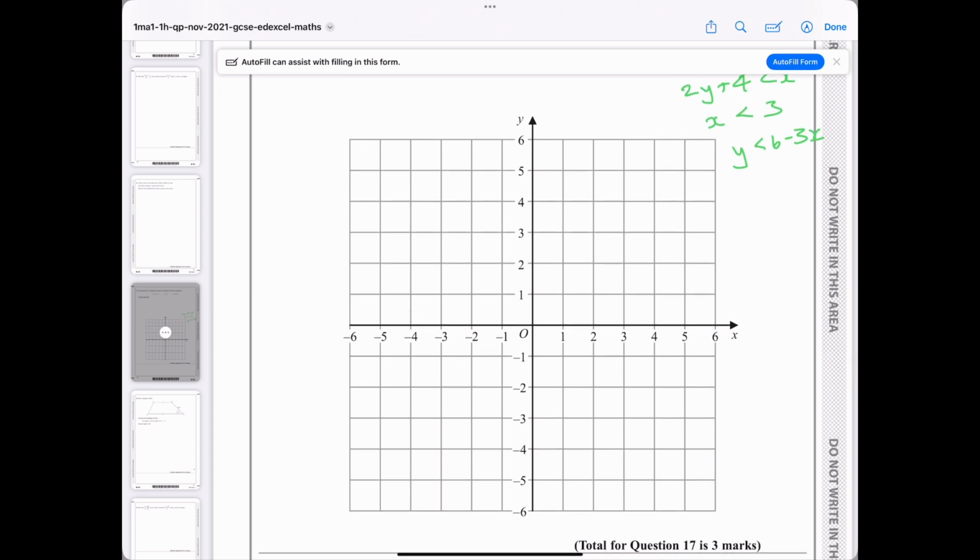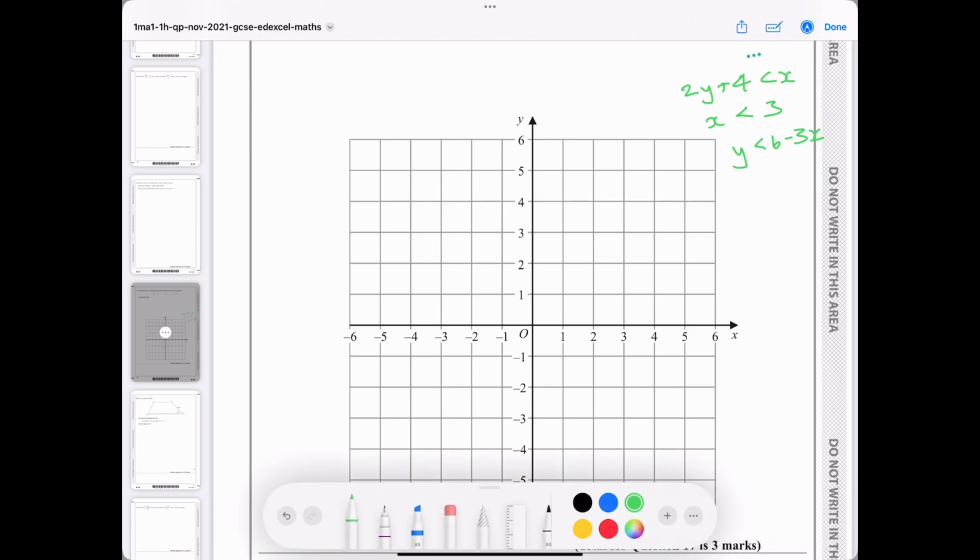So I'll just start with the easy one. x is less than 3, so let's do this. x is going to be this, it's going to be the horizontal. So it's going to be that one. And it's only going to be stuff to the right of here that is less than 3, so it's that way. Now, I'll probably use another colour.